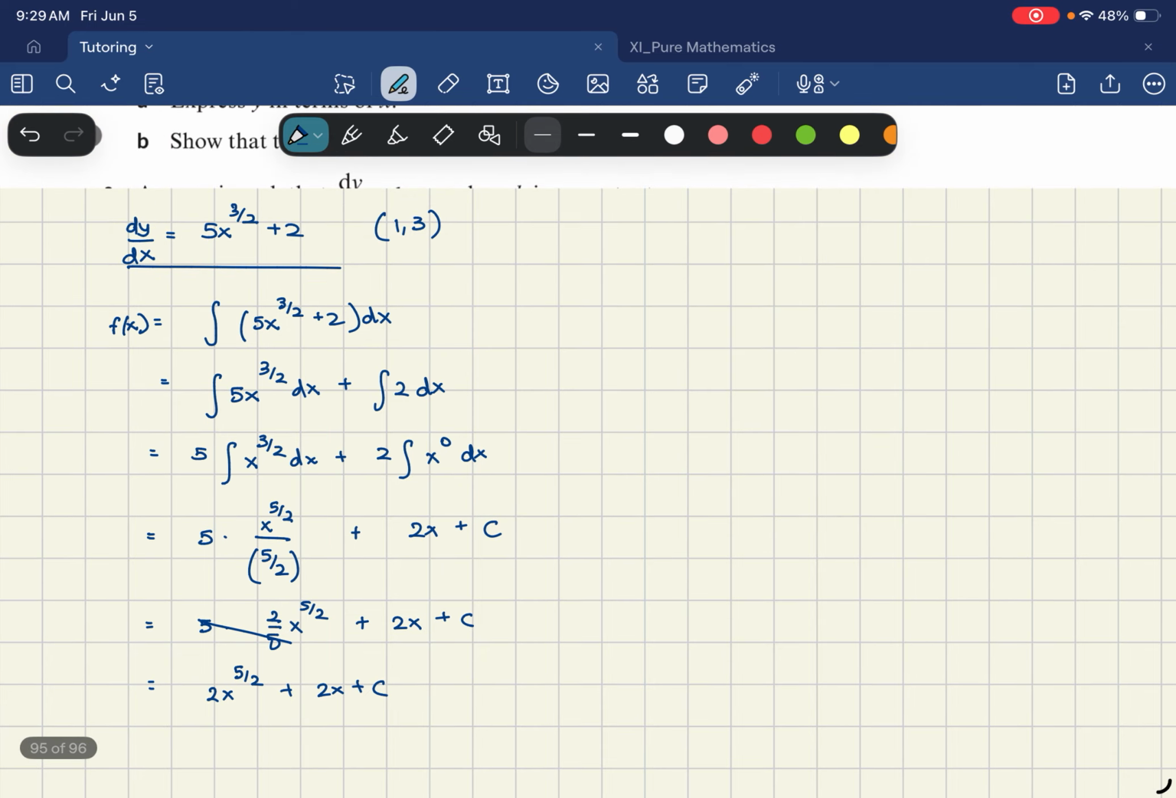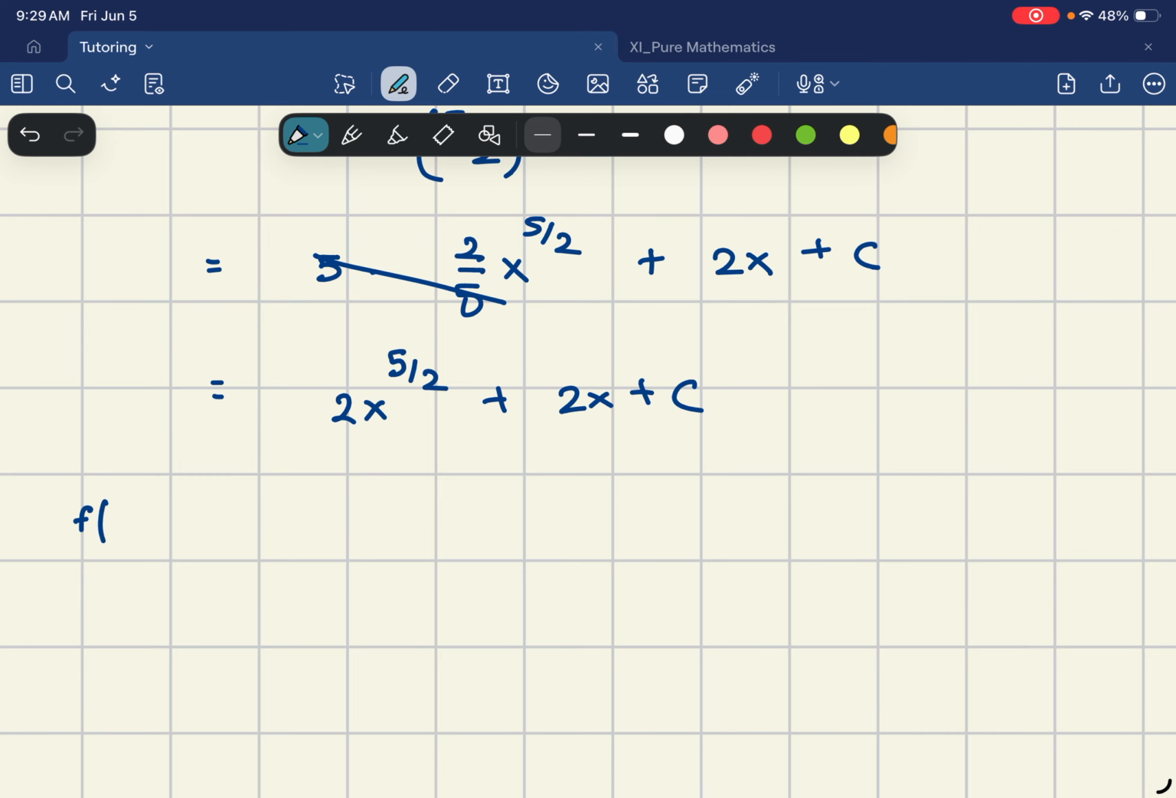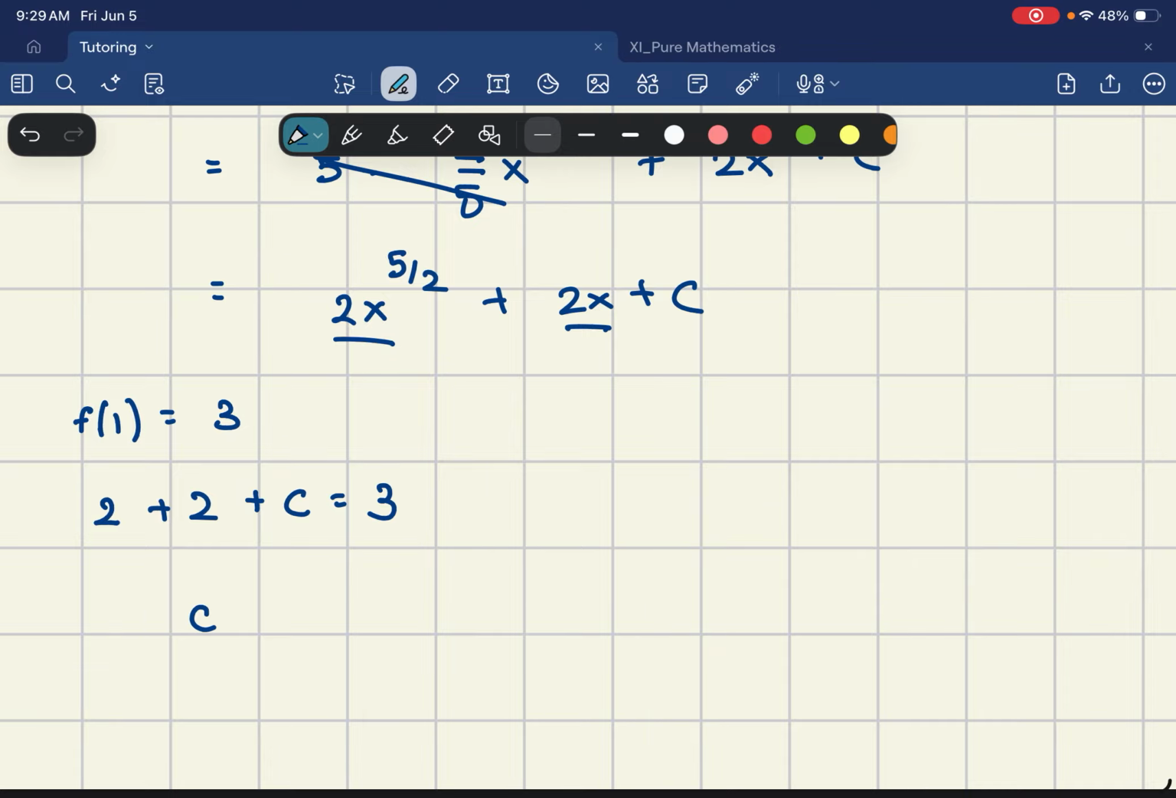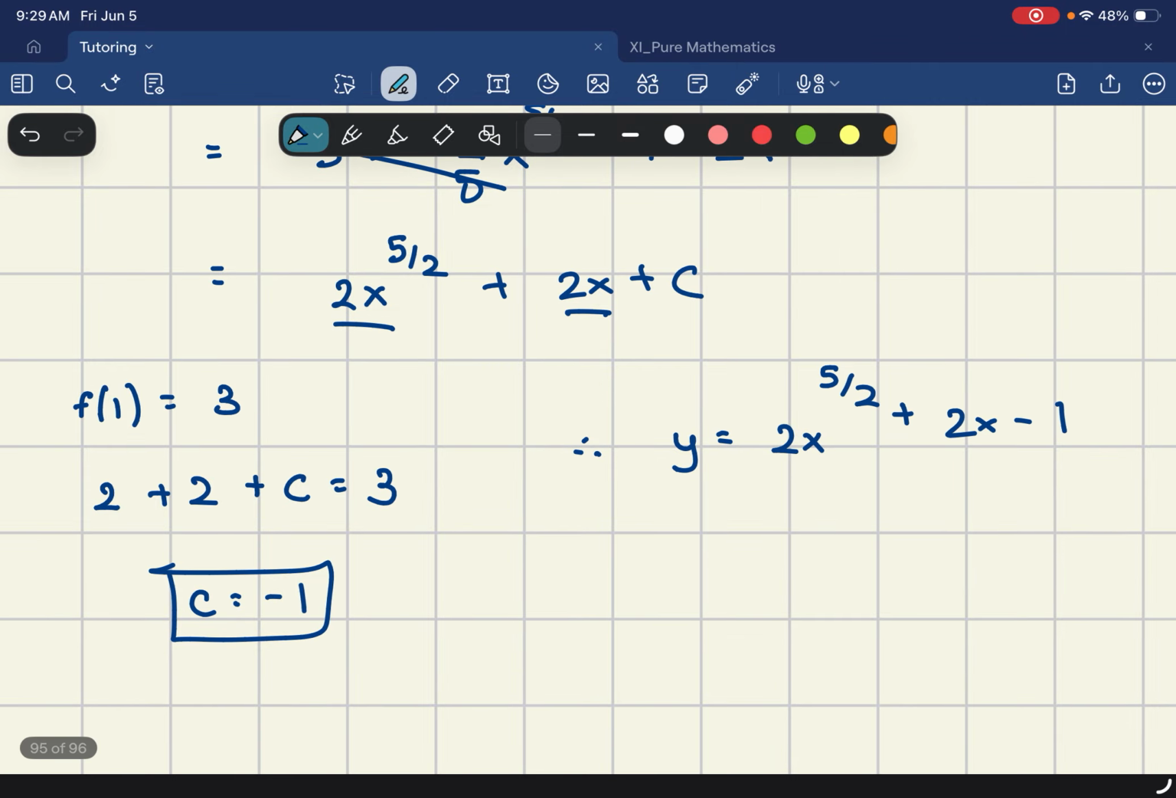And we are given a point, 1, 3. So f of 1 is equal to 3. So substitute 1 here. 1 to the power 5 over 2, it's still 1. So you get 2, plus you substitute 1 here, you get 2. Then plus c is equal to 3. And c, you will get -1. So the equation of the curve is going to be 2x to the power 5 over 2 plus 2x minus 1. That is the equation of the curve.